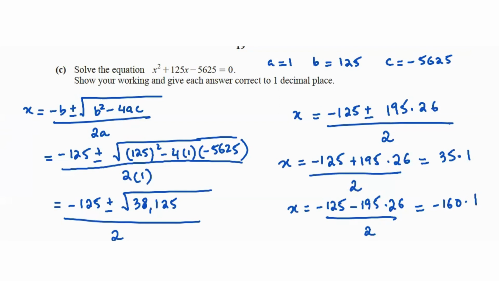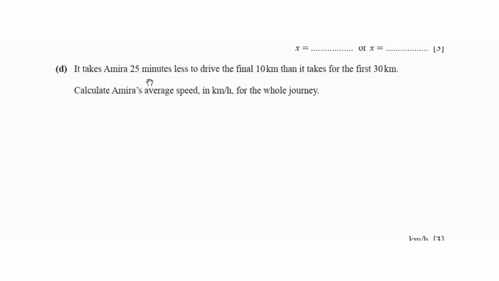That's your x value. Then it says it takes Amira 25 minutes less to drive the final 10 kilometers than it takes for the first 30 kilometers. Calculate her average speed in kilometers per hour for the whole journey. Obviously your x value cannot be negative because x represents your time, which means we will choose x equals 35.1 as our time. We have to calculate the average speed for the entire journey.